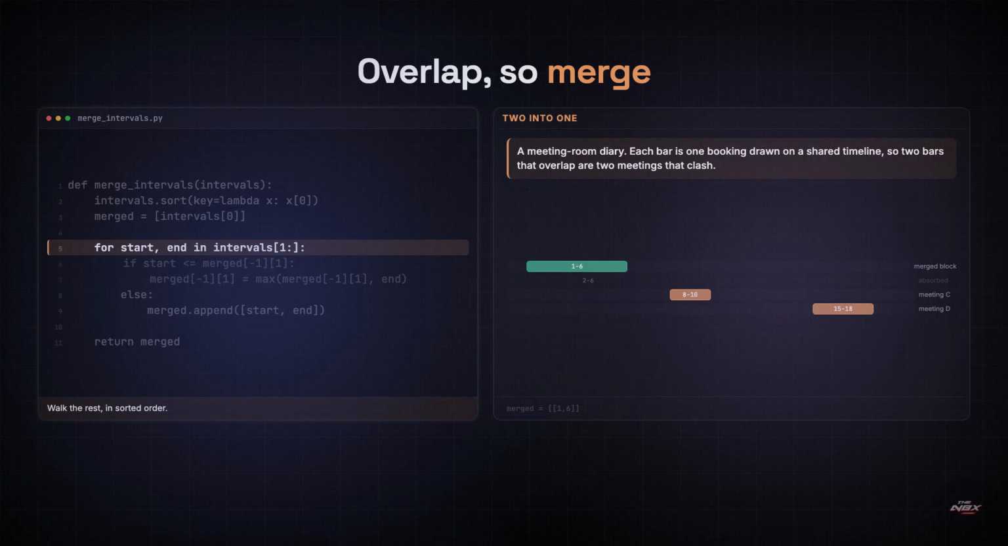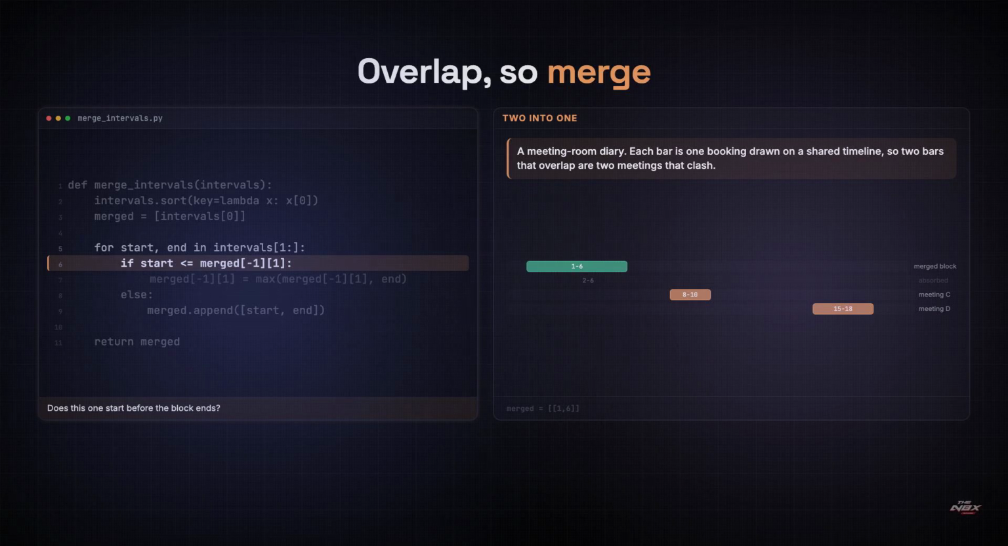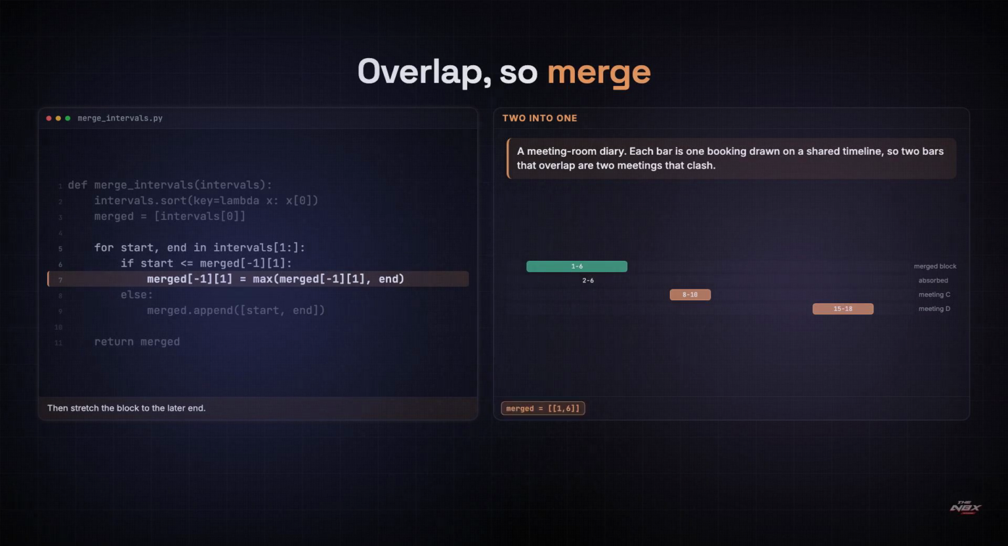Next booking is 2 to 6. Does its start come before the current block ends? 2 is less than or equal to 3, so yes, they overlap. So we stretch the block's end to whichever end is later, which is 6. 1 to 3 and 2 to 6 have become 1 to 6. One block now covers both meetings, and notice we never created anything new, we only widened what was already there.